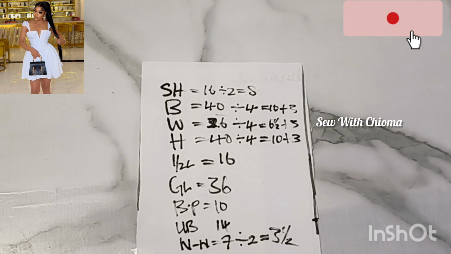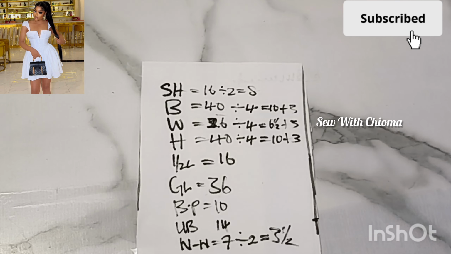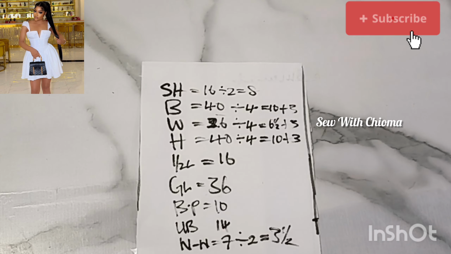So this is the calculation: 16 divided by 2 plus 40 divided by 4, because we fold the fabric by 4. Whatever it gives me, I'll add my allowance. It depends on the kind of dart you decide to go for, but the minimum is 3 inches, or 4 inches, to be added. Then my waist is 26 divided by 4, 6.5, plus my dart and sewing allowance. Then hip 40 divided by 4 plus my sewing allowance.